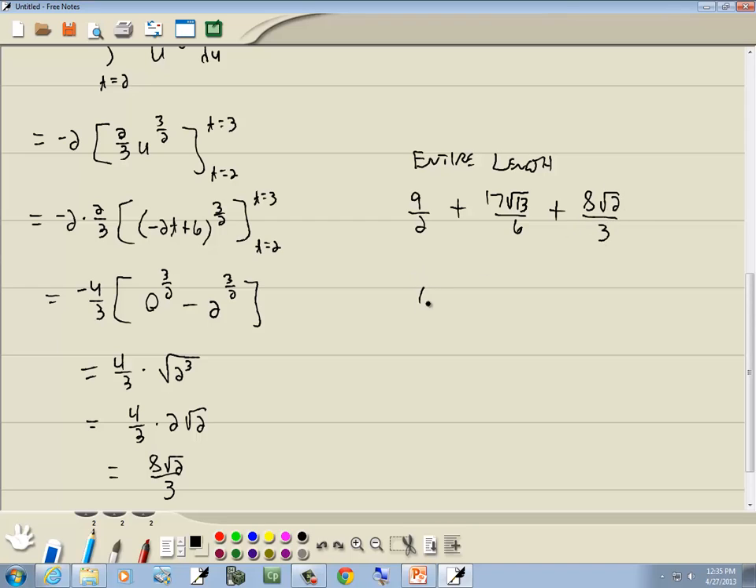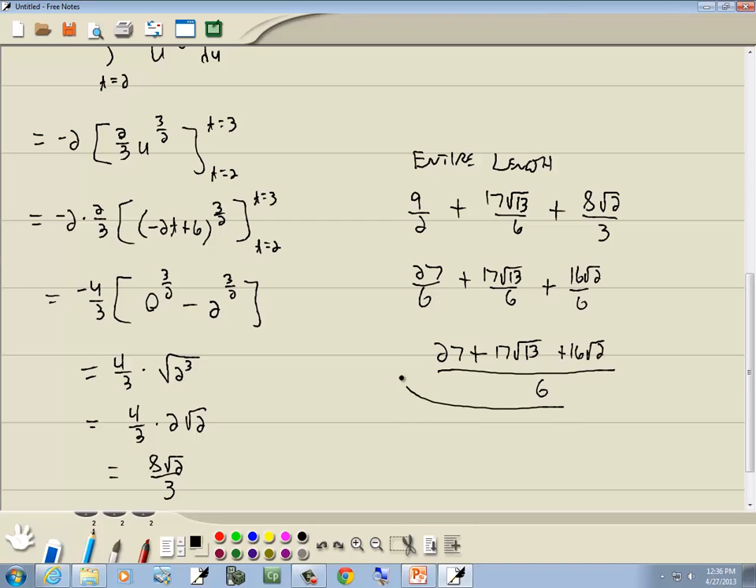We can get a common denominator: multiply that by 3, this by 3, multiply this by 2, and that by 2. And we'd get 27 plus 17 square root of 13 plus 16 square root of 2, all over 6. And that's our answer, finally.